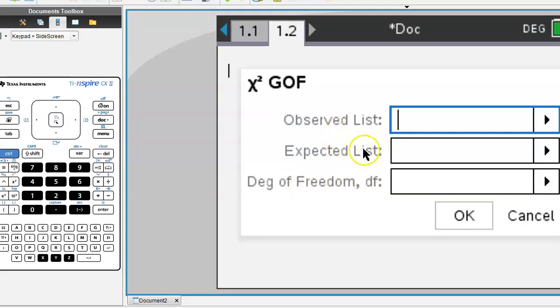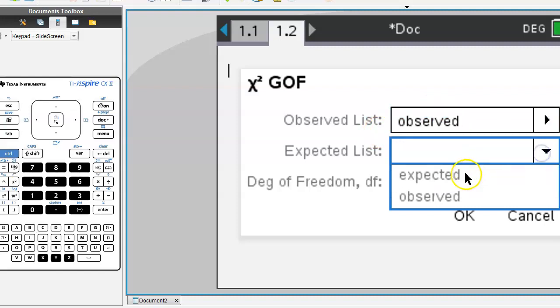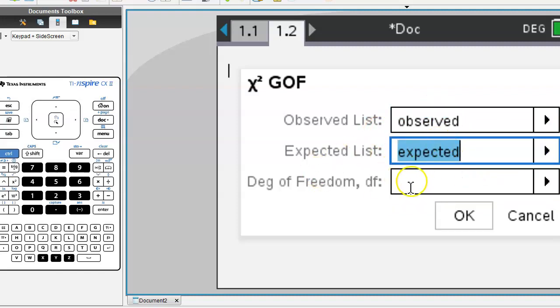Now, you don't have the option to input stats. It asks you for the list. You have to have already input your list into a spreadsheet. So we have our observed list, we have our expected list, and then we have the degrees of freedom. Now remember, for this data set, we saw that the degrees of freedom was 5 because there are 6 total categories, and degrees of freedom is number of categories minus 1. So we have 5 degrees of freedom there.